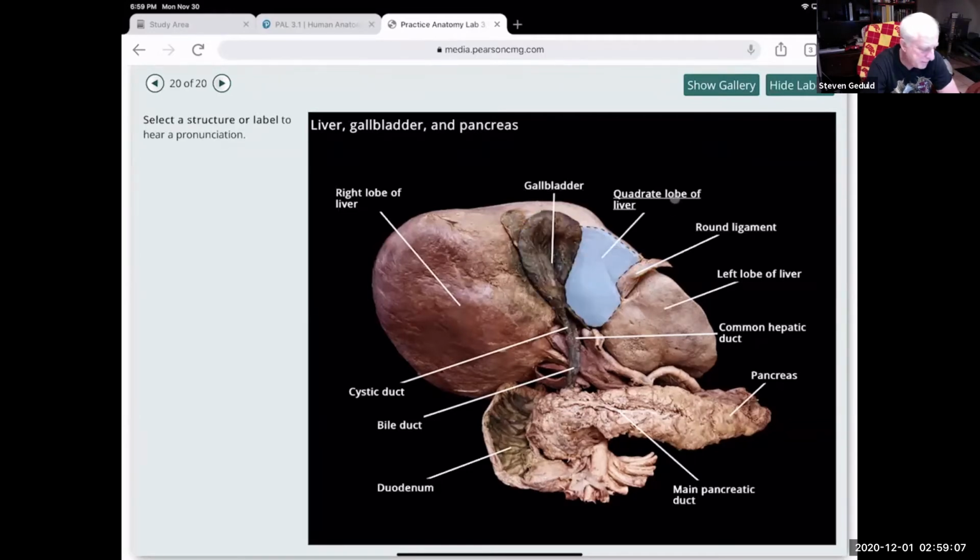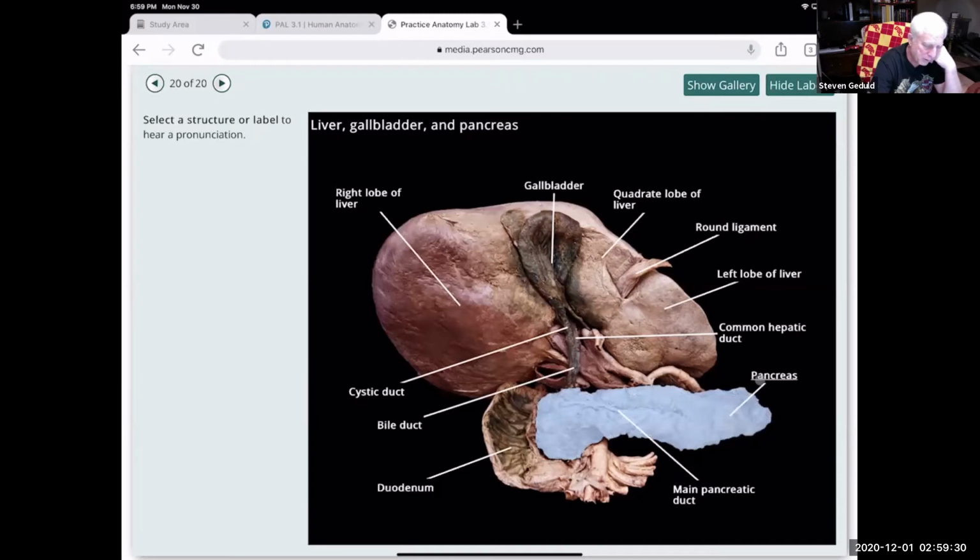Remember, the duodenum has openings for both the hepatic duct, for both the gallbladder and liver, feed in the duodenum, and the pancreas feeds in the duodenum. Okay. You can see the main pancreatic duct running along the top of the pancreas here. This is your pancreas, head, body, and tail.